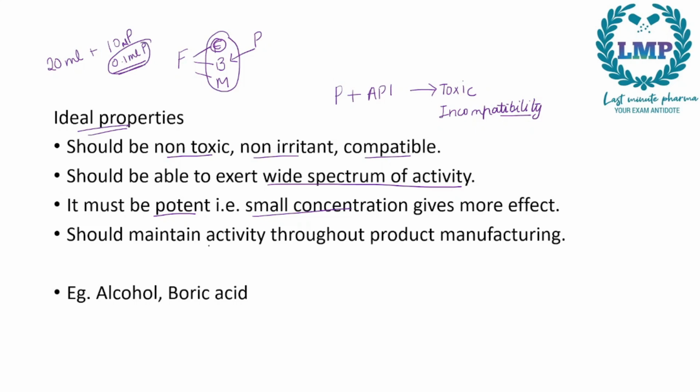Next is it should maintain the activity throughout the product manufacturing. Not only during the early stages, it should show its activity throughout the product manufacturing. That is from the start, from the raw material mixing until the administration in the patient, it should show its activity. Now examples of this are alcohol, boric acid.